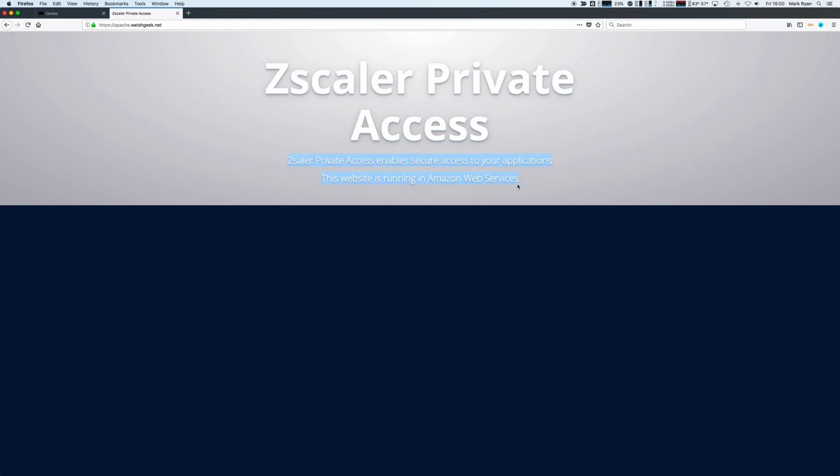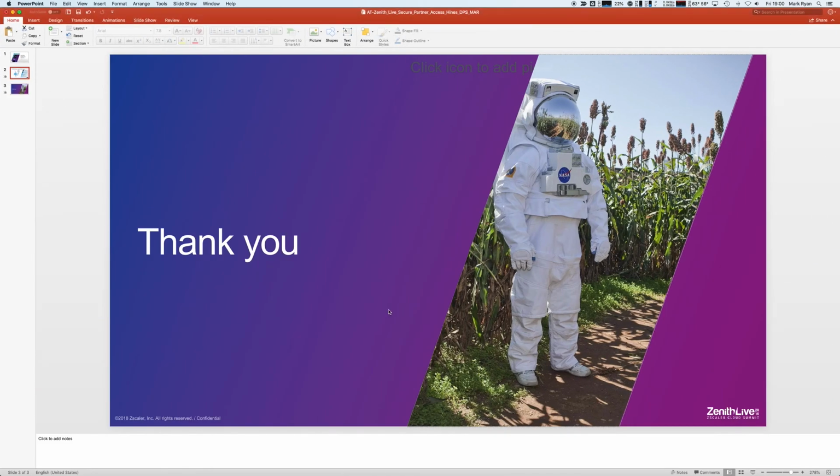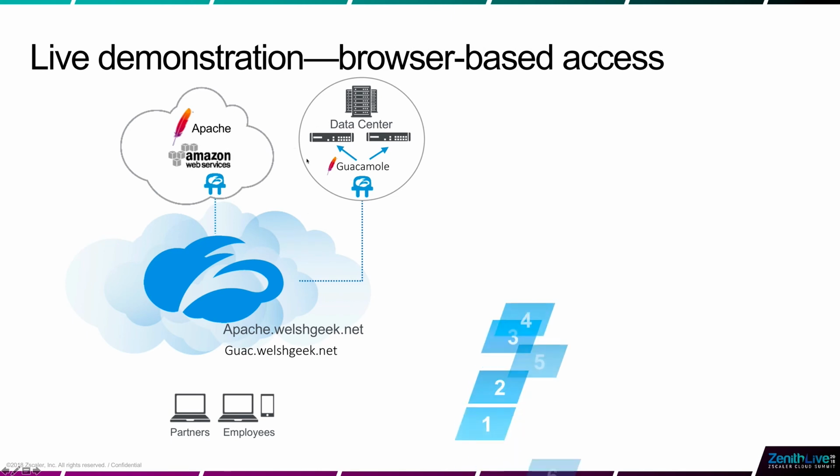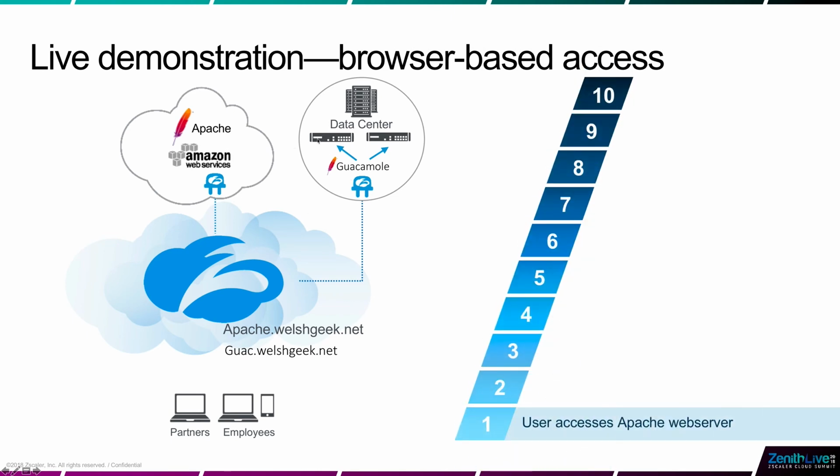So my application, the web application, apache.wellskeet.net, was available in two places. Zscaler Private Access worked out where it was running. It started off in my data center. It then failed over when I stopped the HTTP server, and you can see now that it's running back in my VPC in AWS. So my Apache server was running here, and when it shut down, it's now running over here.